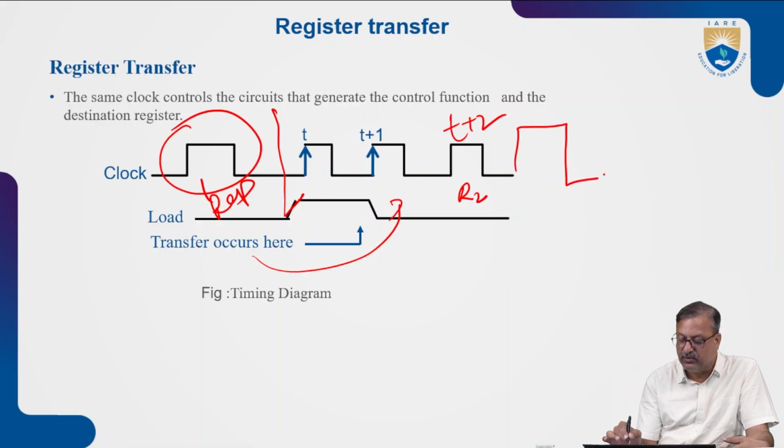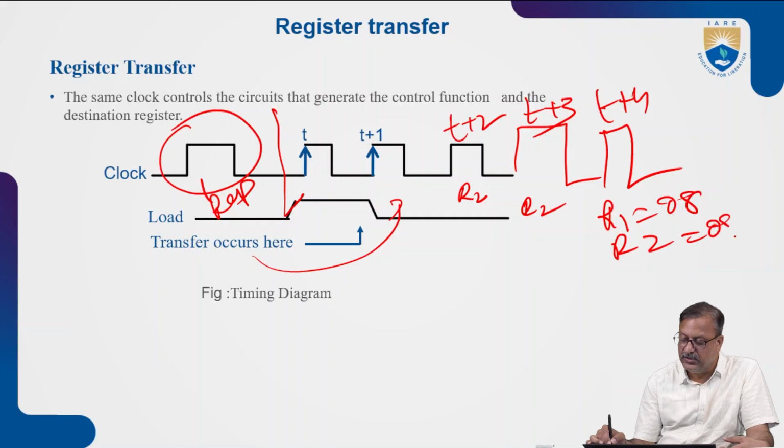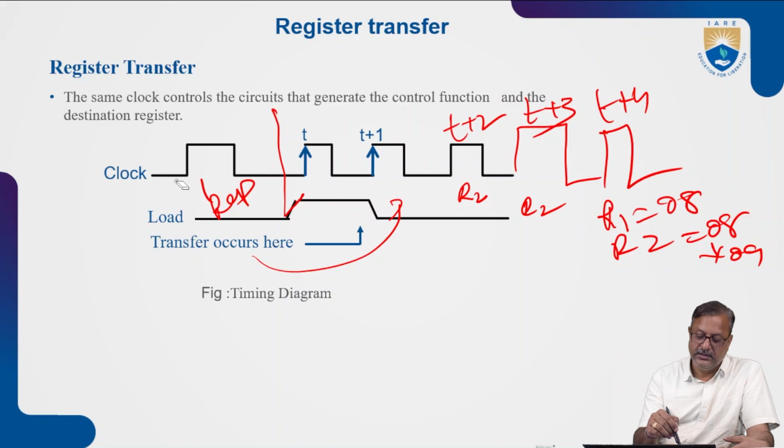So in the next one, T plus 3 cycle, the next cycle, it replaces here. Now in the final T plus 4 state, it checks that the R1 value is equal to 0.8 and the R2 value is equal to 0.8, replacing 0.9. So this is how one clock cycle is implemented. It's shown in this particular slide.